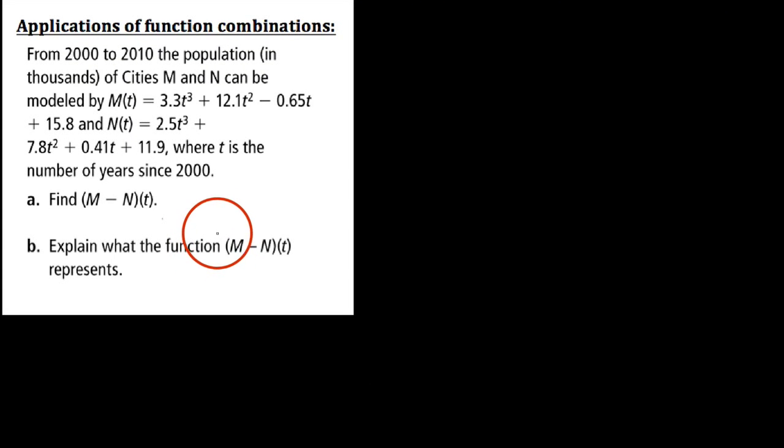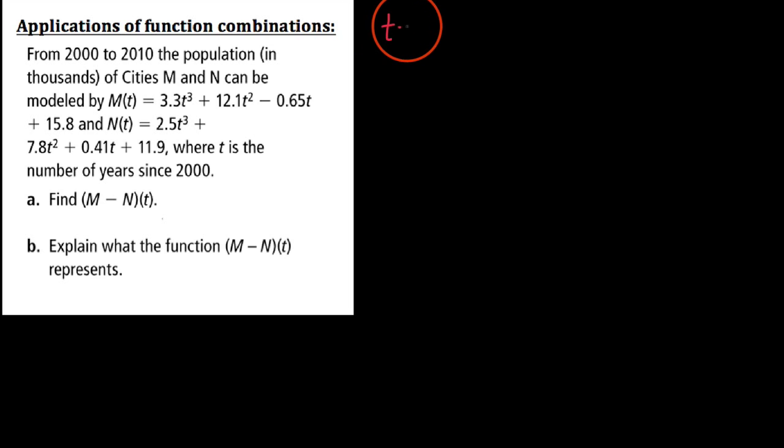Okay, YouTube, in this video we're going to look at an application of function combinations. Let's take a look at what this says. From 2000 to 2010, the population in thousands of cities M and N can be modeled by these two models. For city M, its population is given by this polynomial expression here. And for N, its population is given by this, where T is the number of years since 2000.